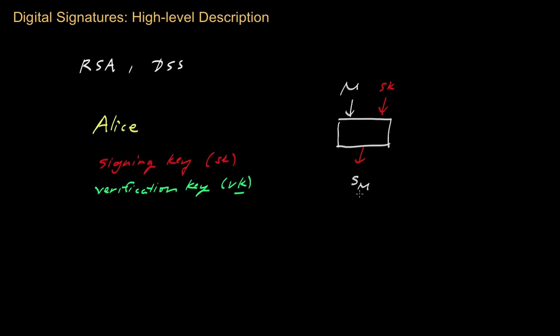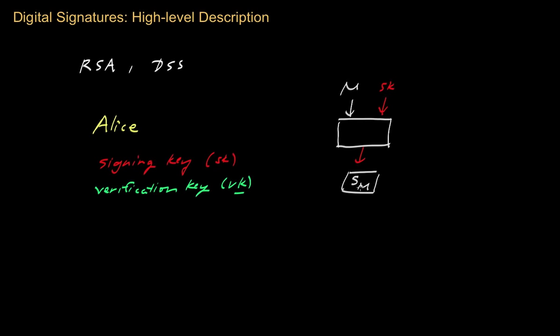In particular, digital signature schemes should be designed, and typically are designed, so that only the person who possesses the private signing key is capable of generating this type of output, this signature, S sub M, on the message M.